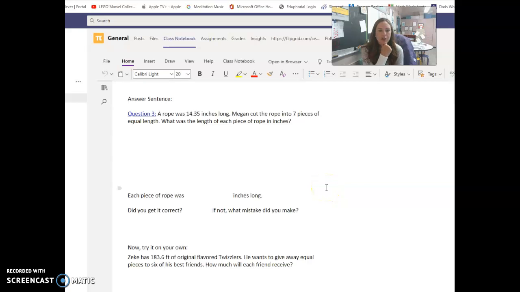Okay, let's move on to question 3. A rope was 14 and 35 hundredths inches long. Megan cut the rope into 7 pieces of equal length. What was the length of each piece of rope in inches?